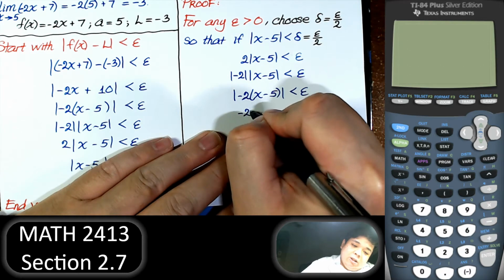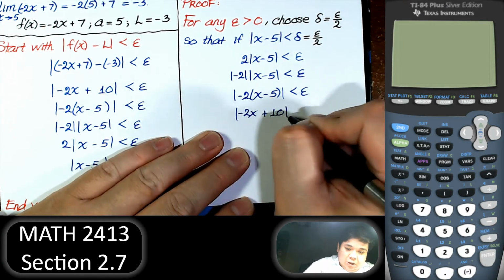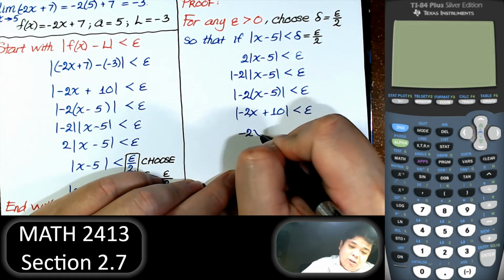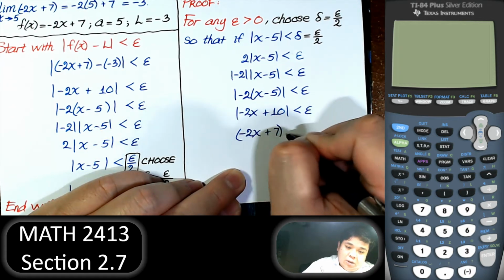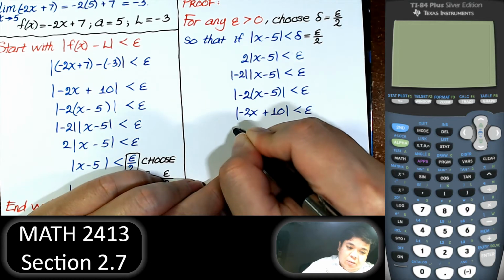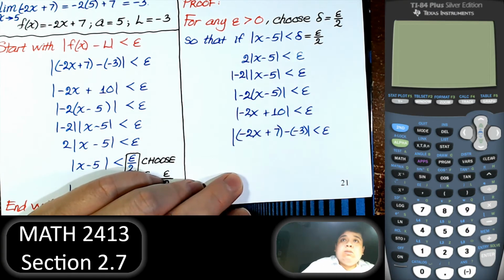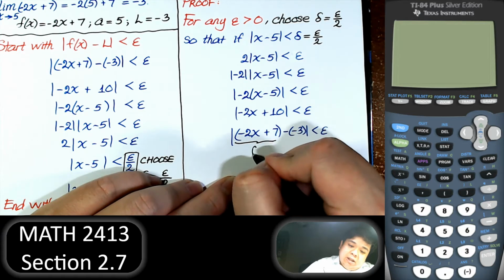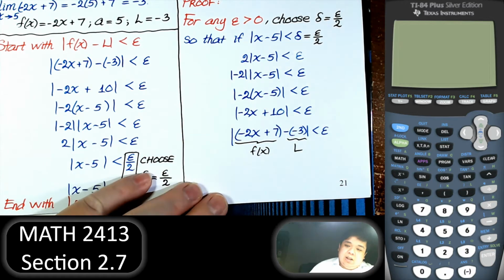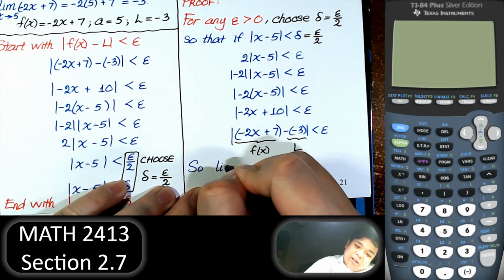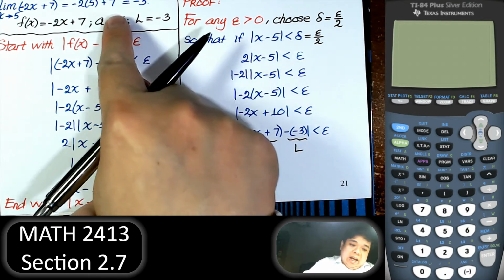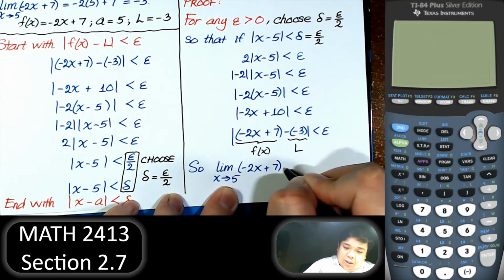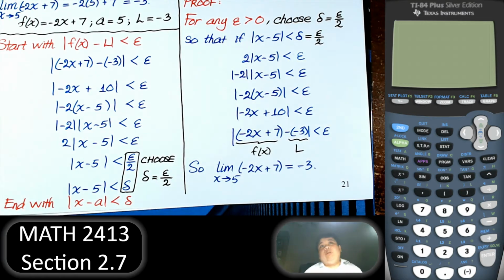Multiply it out. And we write this, and here we see that this is f of x and this is L. So that means the limit when x goes to a, which is 5, of the function is equal to the limit. Right, so that's how we prove it.